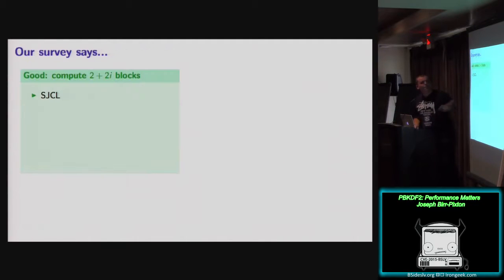So the winner is SJCL, the Stanford JavaScript Crypto Library. And they win because I looked through the entire version history of the library, and they got it right from the very first commit. So excellent, very good job. That's what happens if you have your crypto library written by a world-class cryptographer, I guess.